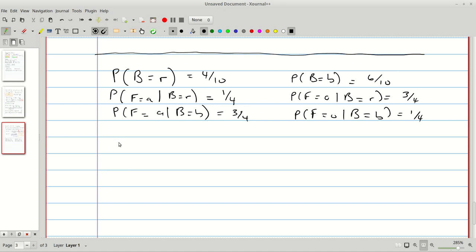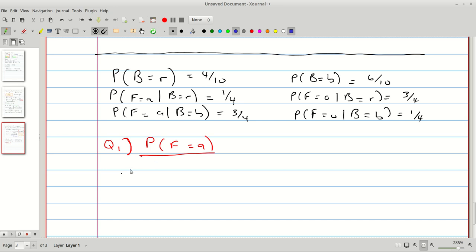So the first question someone might ask you, question number 1, let's actually solve it. What is the probability that f is equal to a? What's the probability of choosing an apple, just generally choosing an apple? That's what the question is actually asking. When you see this, you should be clear which rule you should be using. So let's solve this first question.